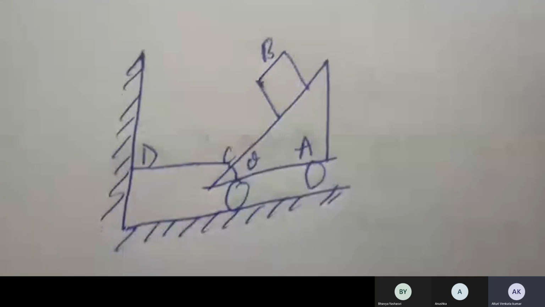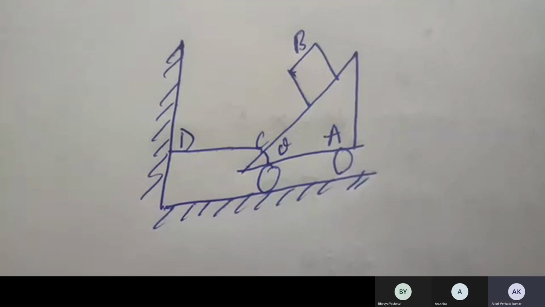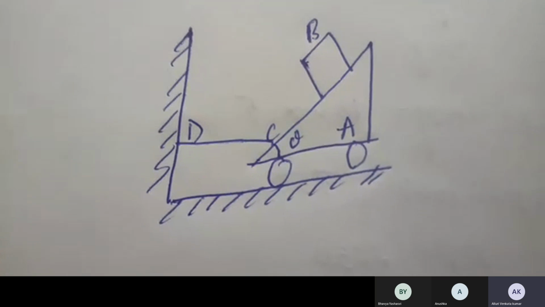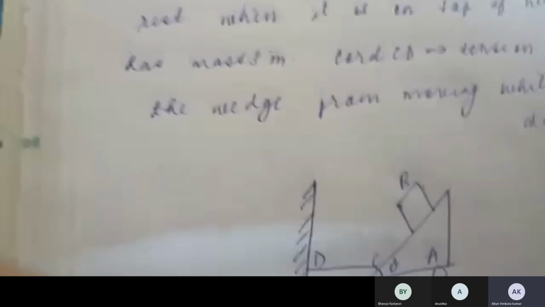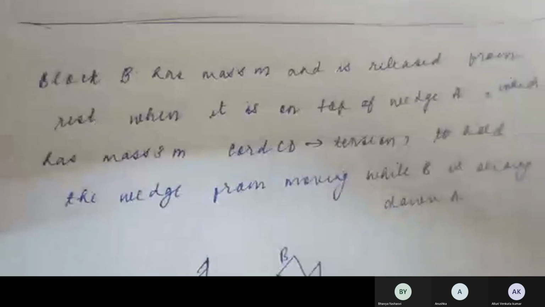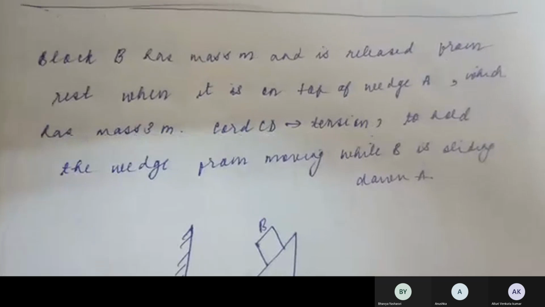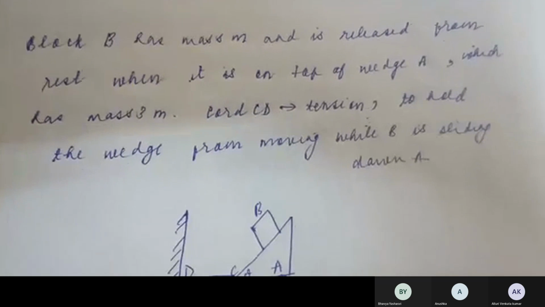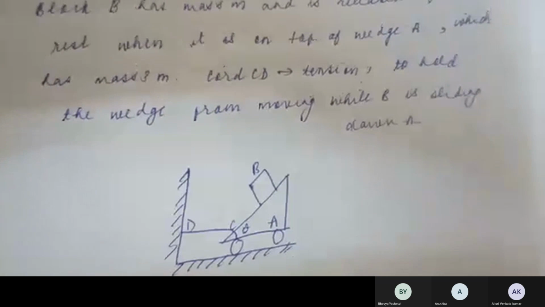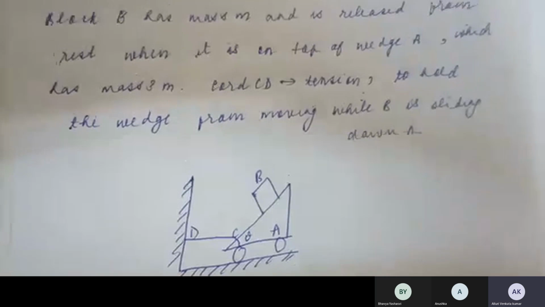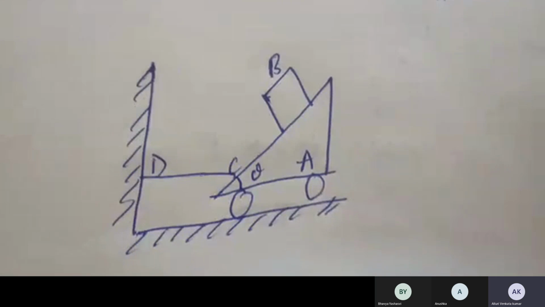Sir, this is the diagram. Okay, what is the question? Show me the question. Sir, block B has mass M and is released from rest when it is on top of wedge A, which has mass 3M. They are asking the tension in the chord CD. Yes, sir. So how to do this problem?